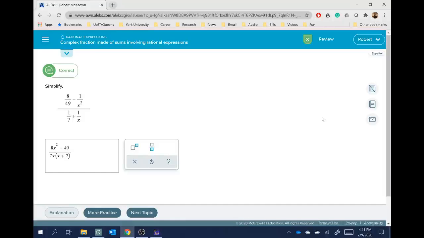I went ahead and I input our answer into ALEKS, and you can see that it was the simplest form possible. There wasn't anything more we could really do. There's a 49 there, which is 7 squared, but if we rewrote it that way, we can't simplify any further, because that 8, the 8 in front of the x squared, is stopping us from doing any more factoring.